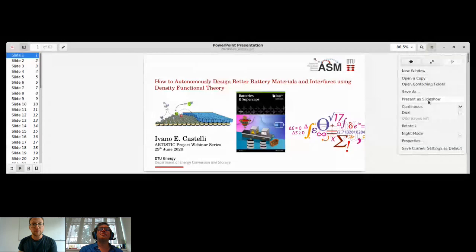If you look at the development of batteries in the last 200 years, this is what you can see. The first to use the term battery was Benjamin Franklin in the middle of the 1700s, and it was in 1800 that Alessandro Volta made the first electrochemical cell. And after that, we have a continuous development of different battery materials and different kinds of devices, up to what we have now with lithium-ion batteries and beyond lithium-ion batteries.